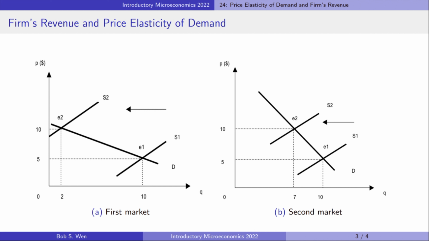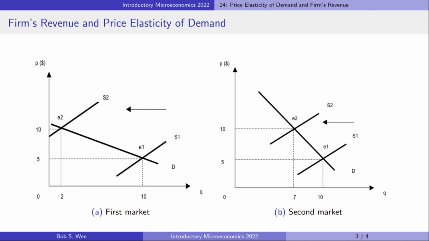For the first market, as the price increases, the firm's revenue drops from $50 to $20. By contrast, as the price increases for the second market, the firm's revenue rises from $50 to $70. So we see that as the price increases, the firm's revenue could either increase or decrease. It depends on the price elasticity of demand.